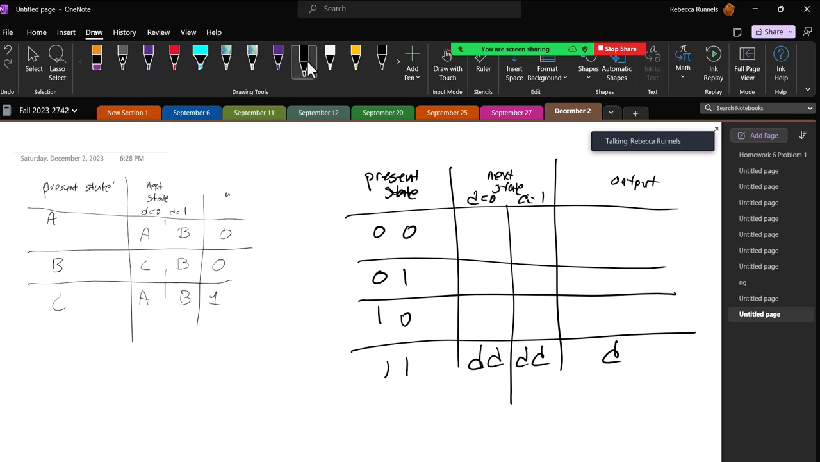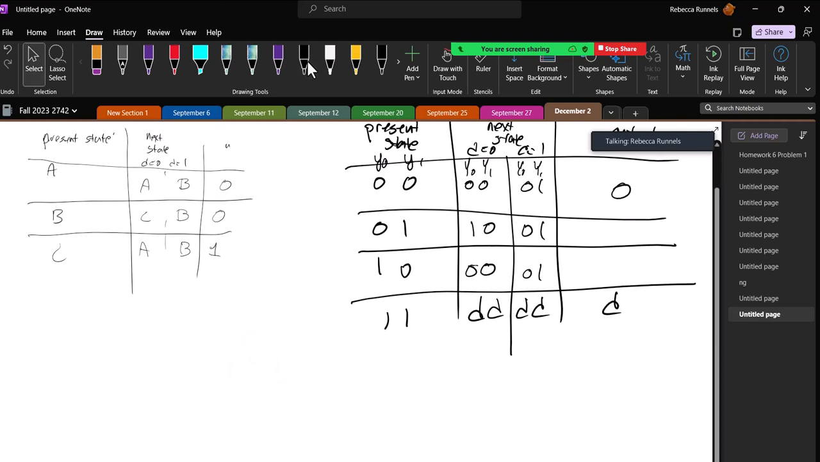for everything. Now, A was 0, 0. B was 0, 1. C is 1, 0. B is 0, 1. A is 0, 0. And B is 0, 1. This is little y0, little y1. This is big Y0, big Y1, big Y0, big Y1. Now we're going to do a Karnaugh map. Now what we are deriving is our excitation equations.